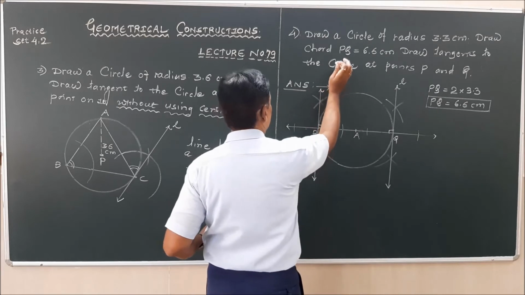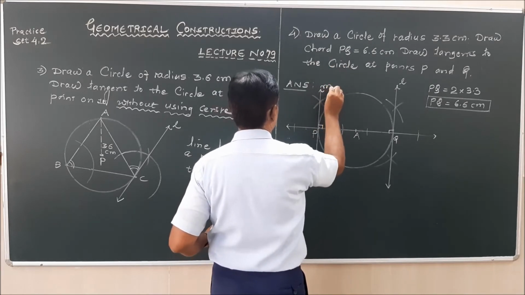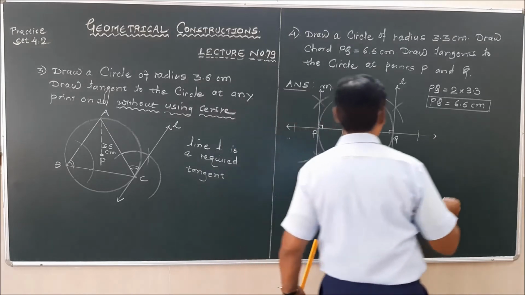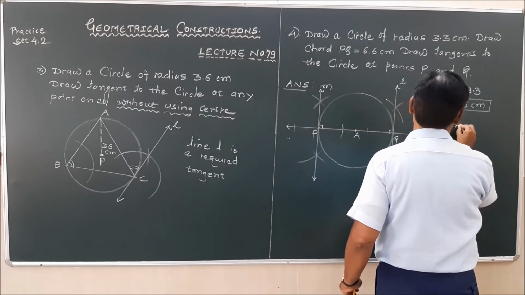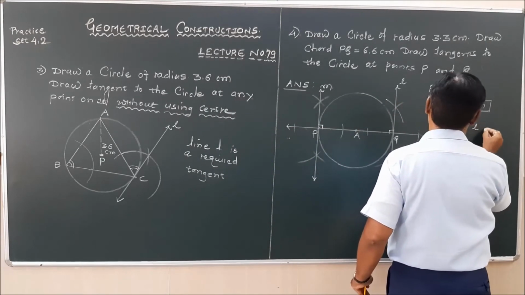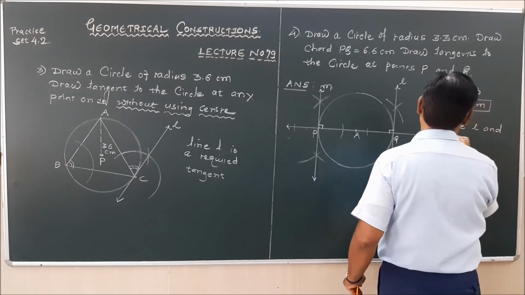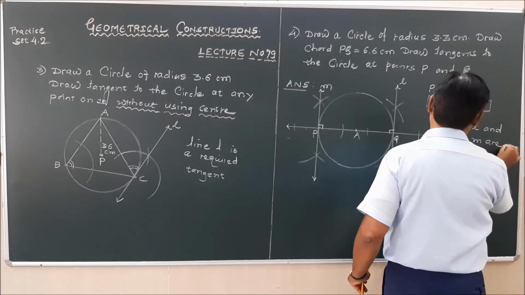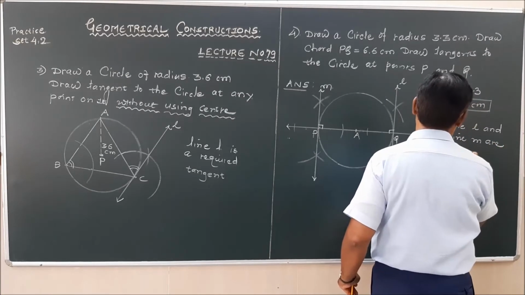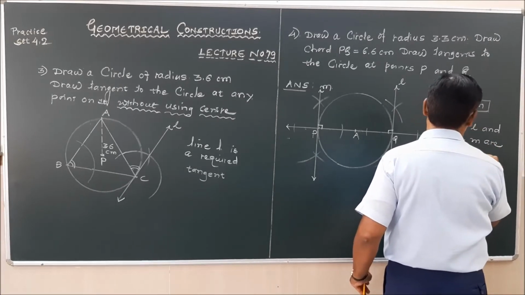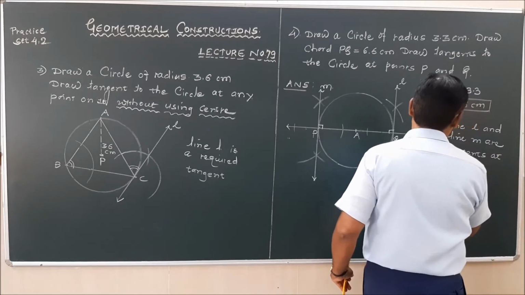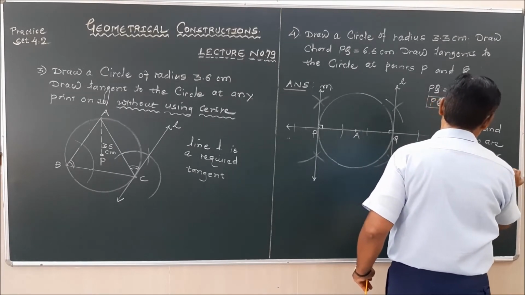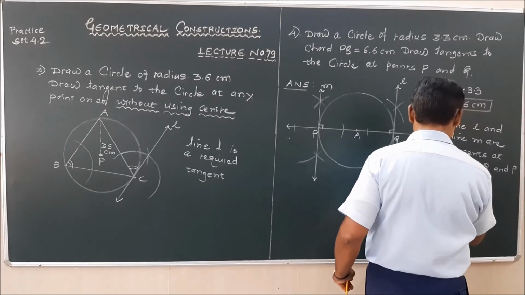This is line N. So you will find that line L and line N are tangents at points Q and P respectively.